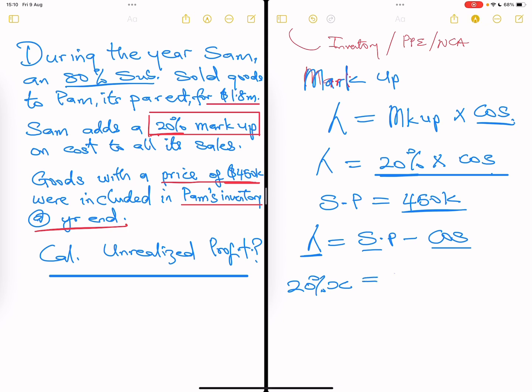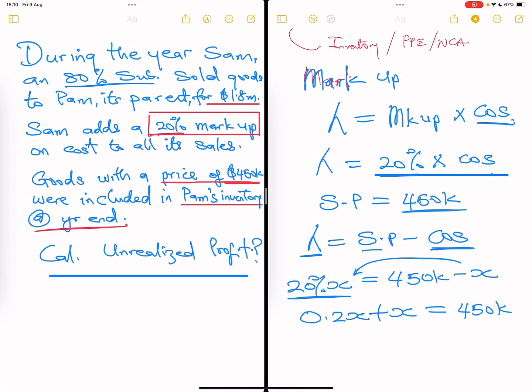is equal to selling price of 450 minus X that I'm looking for, which is cost of sale. Remember, cost of sale is X. So 20% of X is just 0.2X. So I bring that X over to this place, so it becomes plus X equals 450.